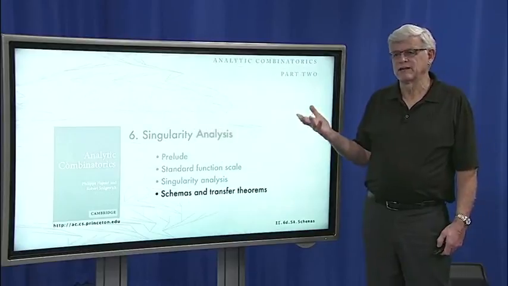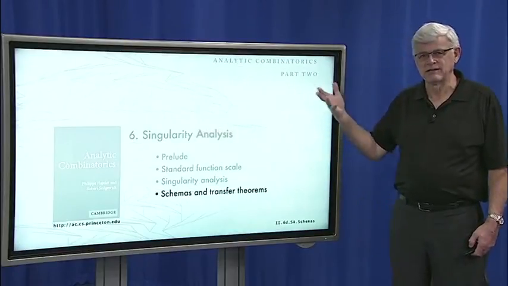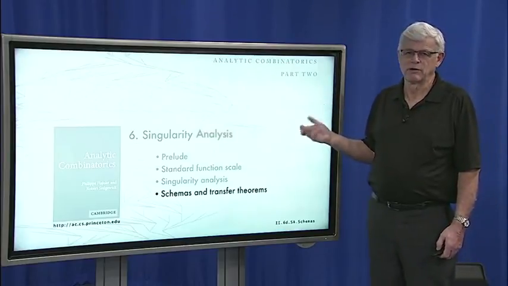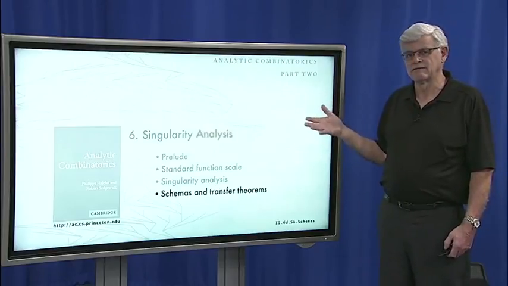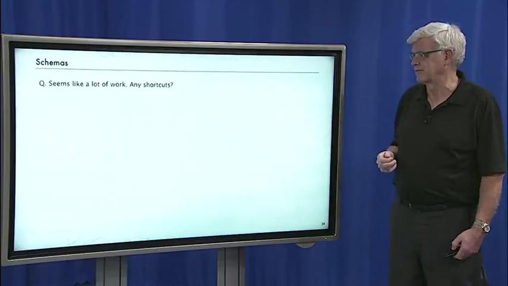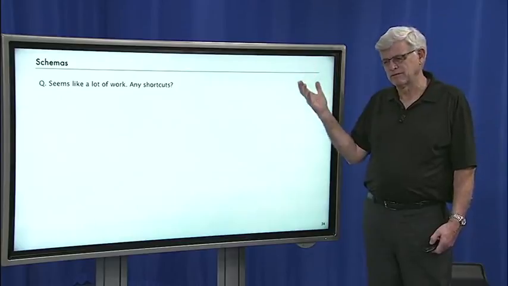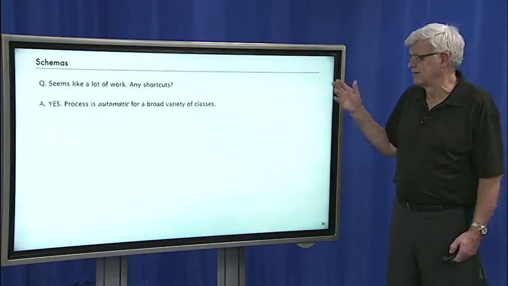So fully understanding the proof of the singularity analysis is certainly deep water and complex analysis. But as promised, now what we're going to do is look at some general schemas that in applications will free us from a lot of that difficulty. It seems like a lot of work approximating a function and checking delta analyticity and other things. The question is, are there any shortcuts?